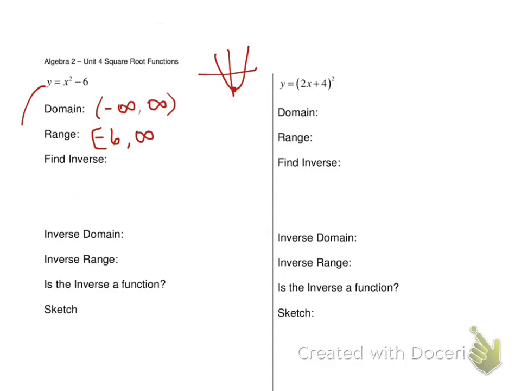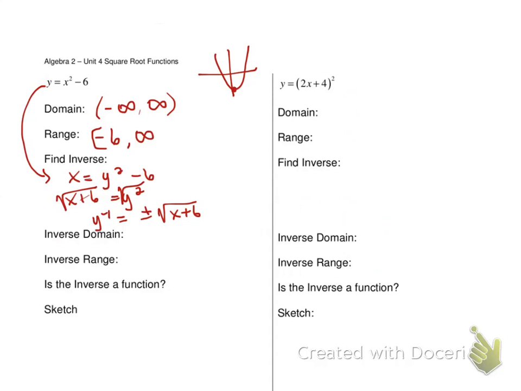Okay, so now I need to find the inverse. So I'm going to take this function, switch x and y. Okay, from here, I'm going to add 6. Then I'm going to take the square root. So the inverse is plus or minus the square root of x plus 6. Okay, so this is because I have to do plus or minus, because remember, anytime I take the square root of something, I have to do plus and minus when it's in an equation.